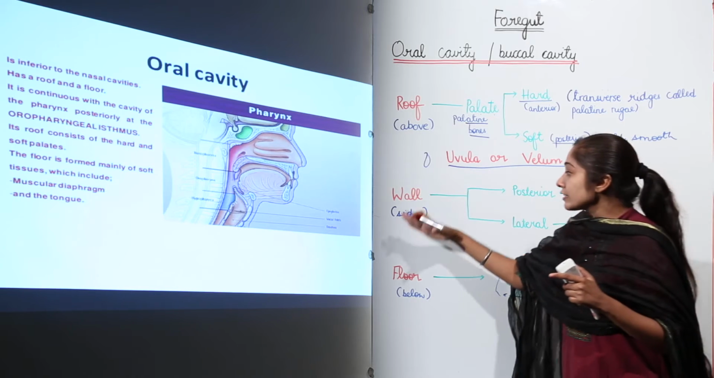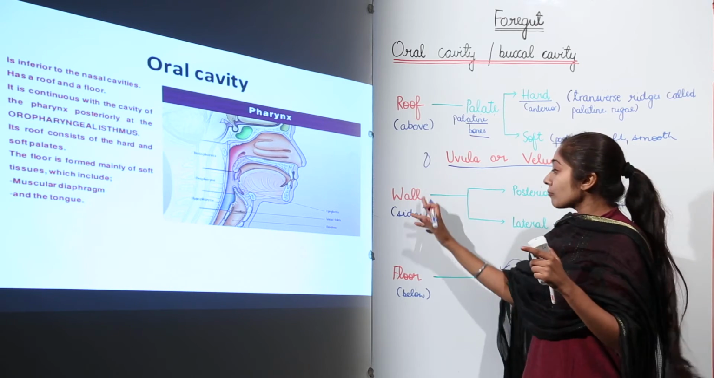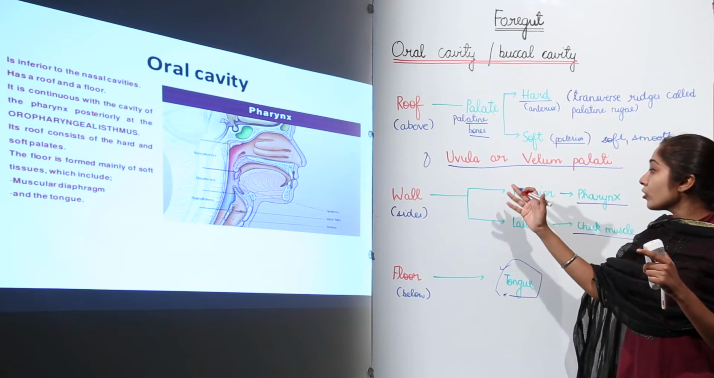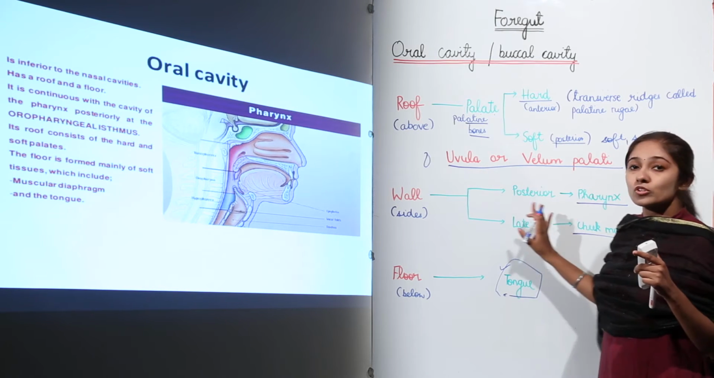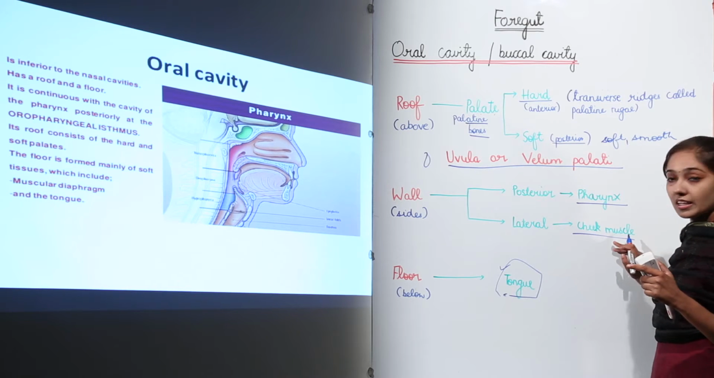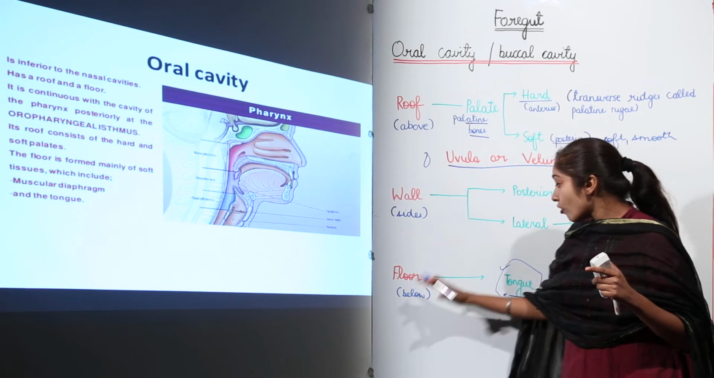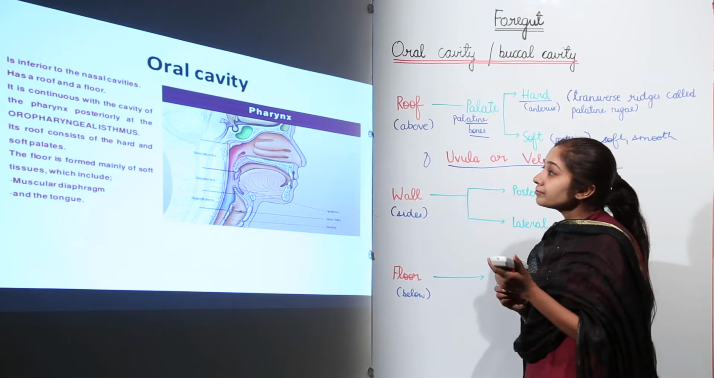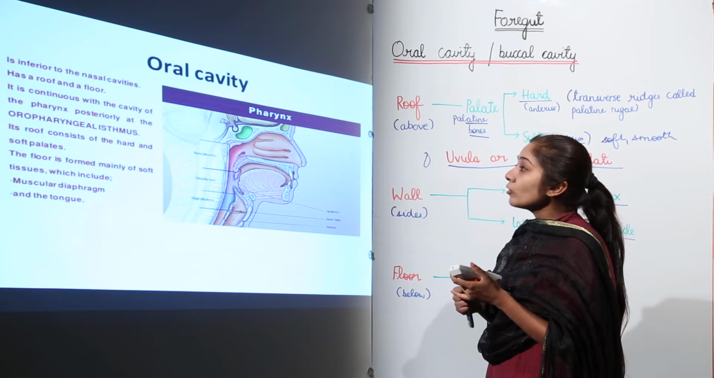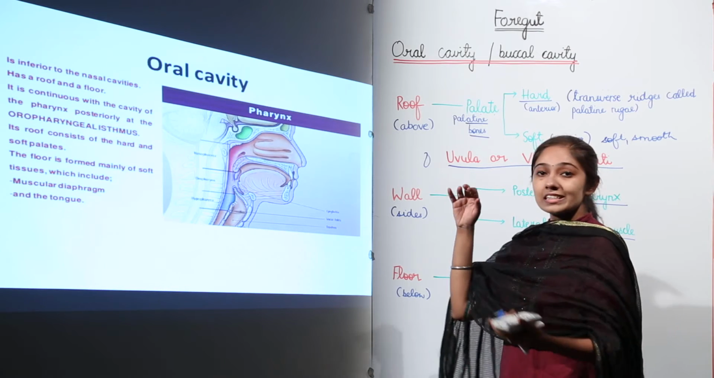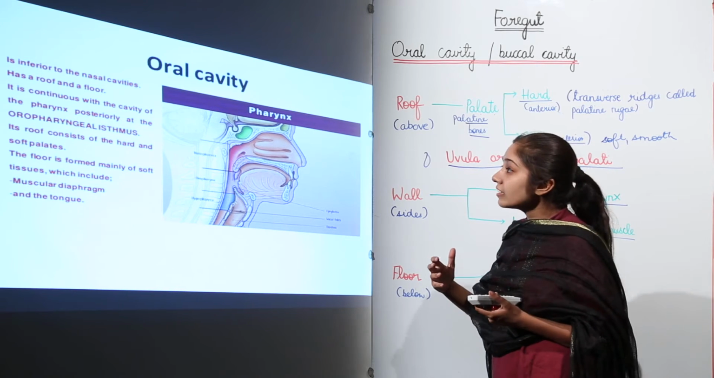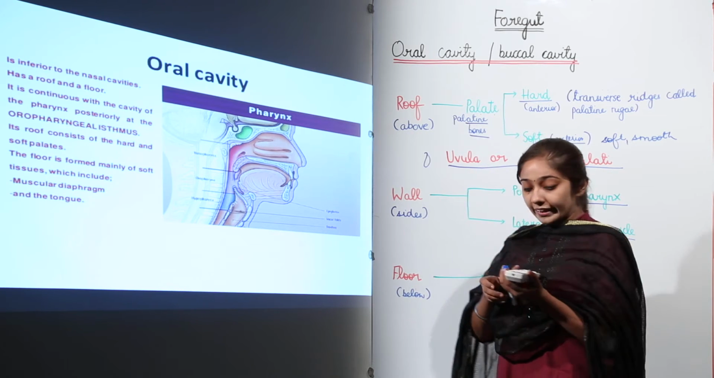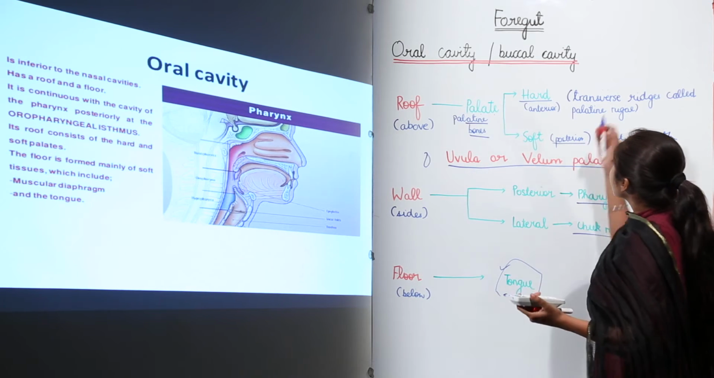Moving on to the walls just form the sides. So the posterior portion is leading to the pharynx and the lateral portion is leading to what? The cheek muscle. And in terms of floor, we have tongue, right? So now look at this image very carefully. When we talk about the oral cavity, one term is important to introduce, that is the oropharyngeal isthmus. Oropharyngeal isthmus. I'll just write it for you.